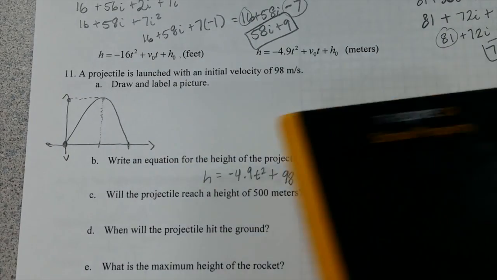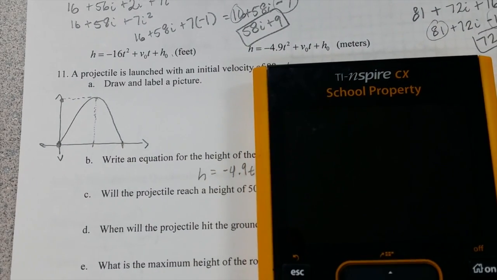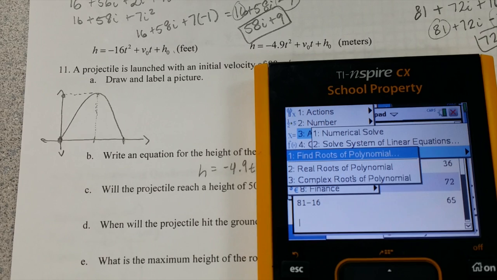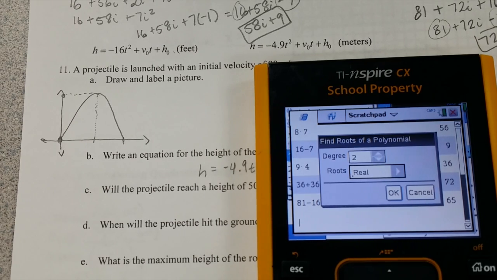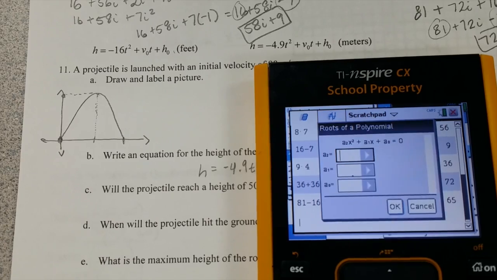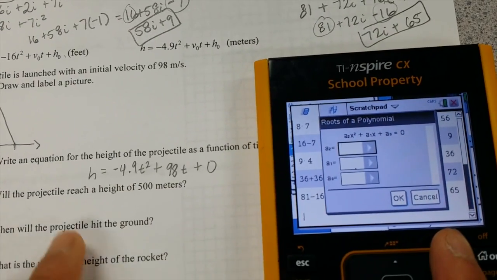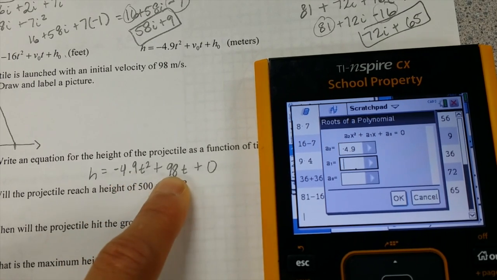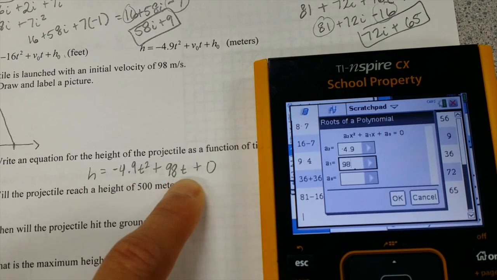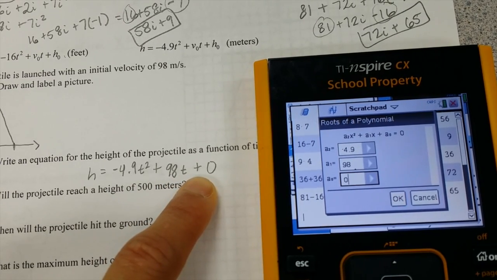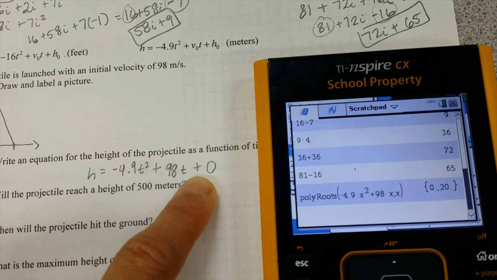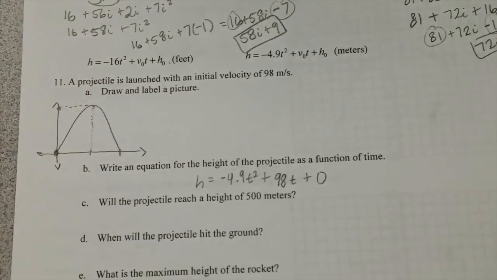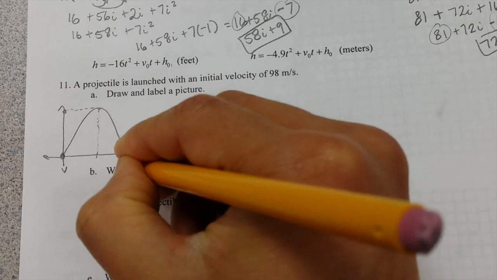So to do that, you go to the calculator, press menu, 3, 3, 1. Real numbers, degree of 2. Number in front of t squared, negative 4.9. Number in front of t, 98. And the constant is 0. Press OK. So it's 20 seconds. From here to here, it takes 20 seconds.